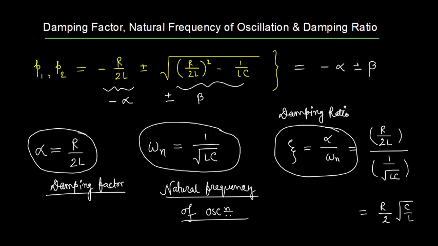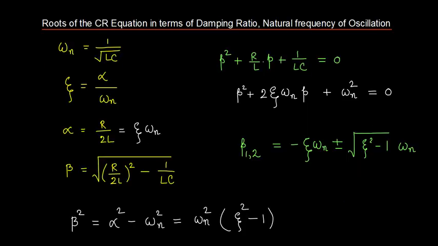So the damping ratio in terms of R, L and C values can be obtained by putting the values of alpha and omega n respectively. Alpha is given by R by 2L, so let us put alpha equal to R by 2L here, and omega n is given by 1 upon under root LC. Finally, we have the value of zeta equal to R by 2 times under root C by L.